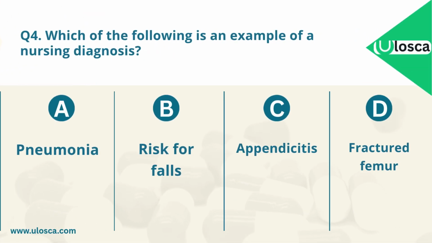Question 4. Which of the following is an example of a nursing diagnosis? A. Pneumonia. B. Risk for falls. C. Appendicitis. D. Fractured femur. Which one is the correct answer?